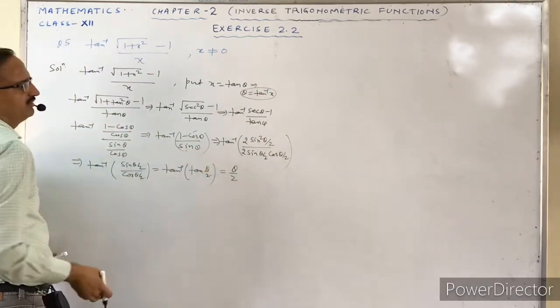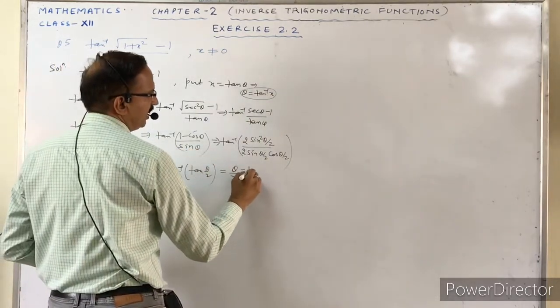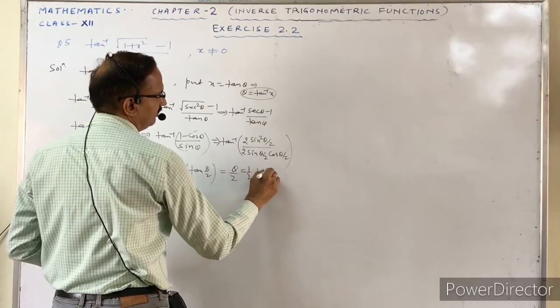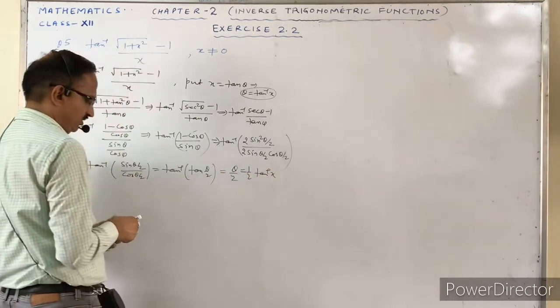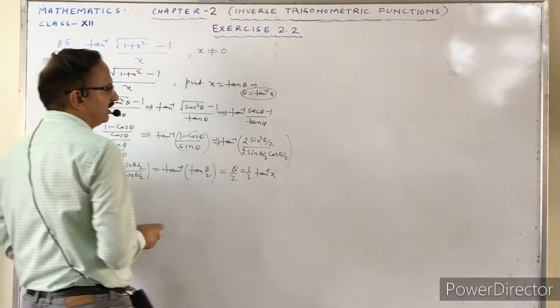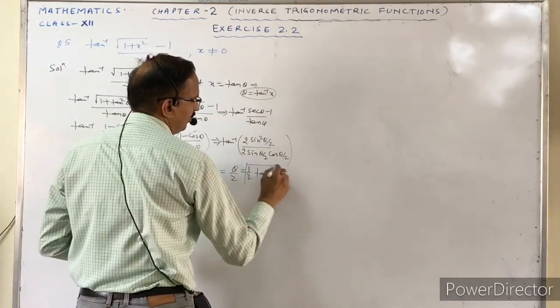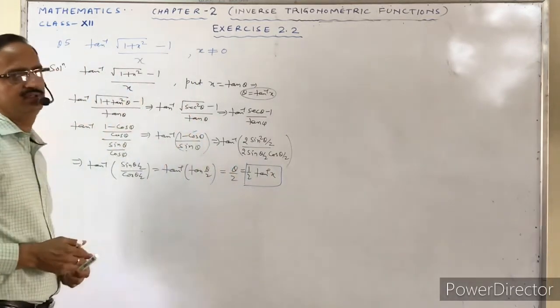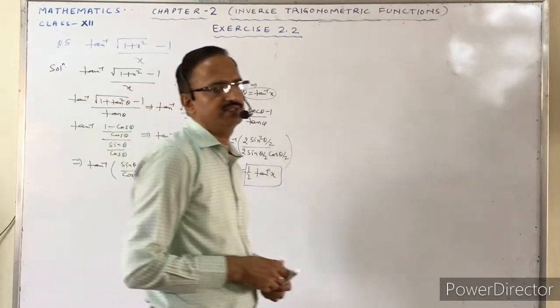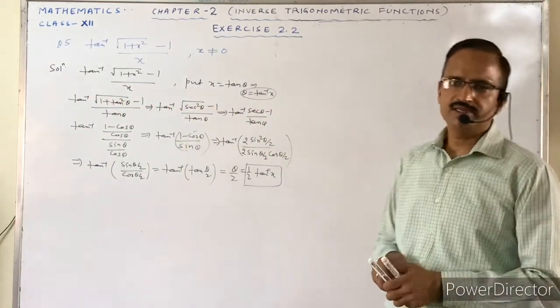So we will substitute this value here, and we get half tan inverse x. So this is the simplest form of the given function. Half tan inverse x. Okay children?